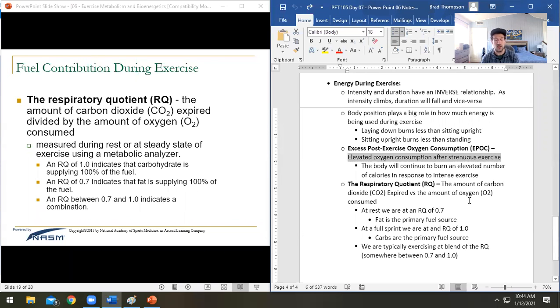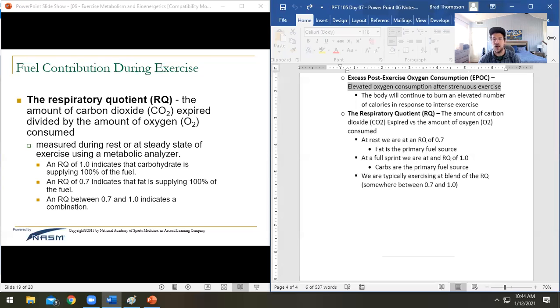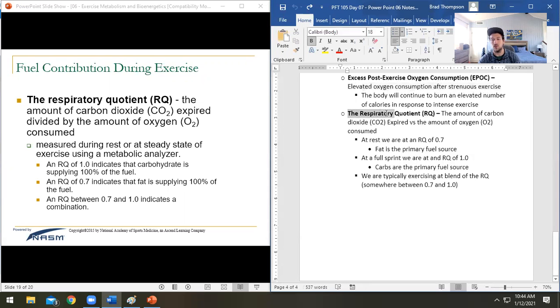So that is where we come to our last concept of the day, which is really similar to a concept that we already looked at once. This is where we talk about the respiratory quotient. So your RQ, right? Remember this? It's the amount of CO2 you're exhaling versus the amount of oxygen that your cells are consuming. At rest, we have an RQ of about 0.7. And when we're working as hard as possible, we have an RQ of 1.0. So you're always somewhere in a blend between 0.7 and 1.0.